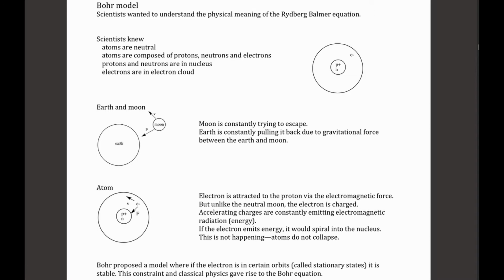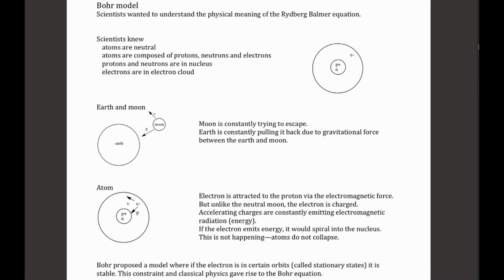Scientists knew that atoms are neutral. Atoms are composed of protons, neutrons, and electrons. Protons and neutrons are in the nucleus, and electrons are in the electron cloud. And there's our diagram of the nuclear atom with the protons and neutrons in the nucleus, the electron around the nucleus in the electron cloud. The electron is attracted to the proton because of the opposite charges. There's a force of attraction between the two.